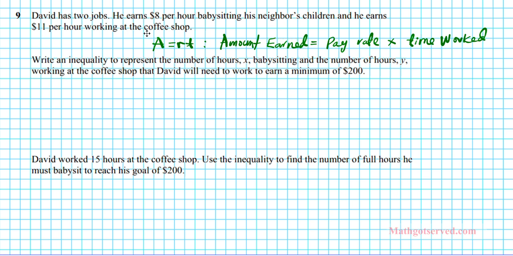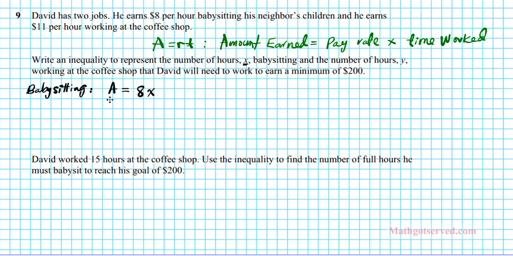In this case, David has two jobs, so he's going to have two ART formulas. So let's go ahead and generate the two formulas that we're going to be looking at. We're going to have one for babysitting. For babysitting, the amount that David is going to earn using the ART formula is the rate for babysitting, which is 8, times the amount of hours that he works. He worked x hours babysitting, so it's going to be 8 times x. So this is the amount he earned babysitting.